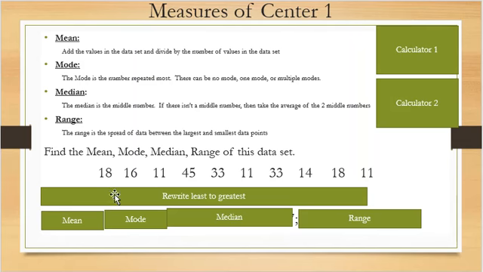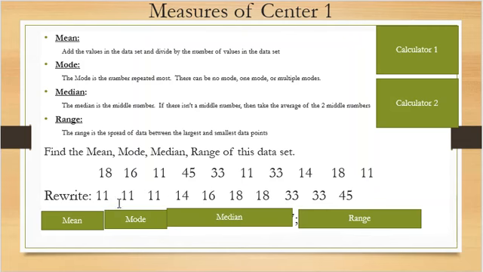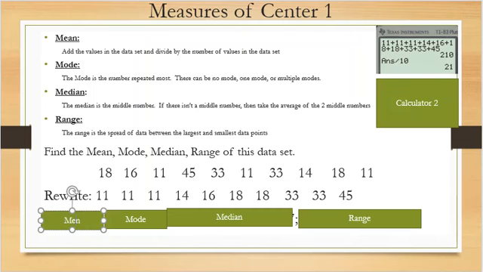So the first thing I'm going to do is rewrite the data set from the least value to the greatest value. So when I rewrite it, this is what it looks like. And to find the mean, I'm going to show you how I did it with my calculator. You can see here that I just added all the data together and I got 210, and I have 10 values in this data set. So I divided by 10 and I got my mean of 21.